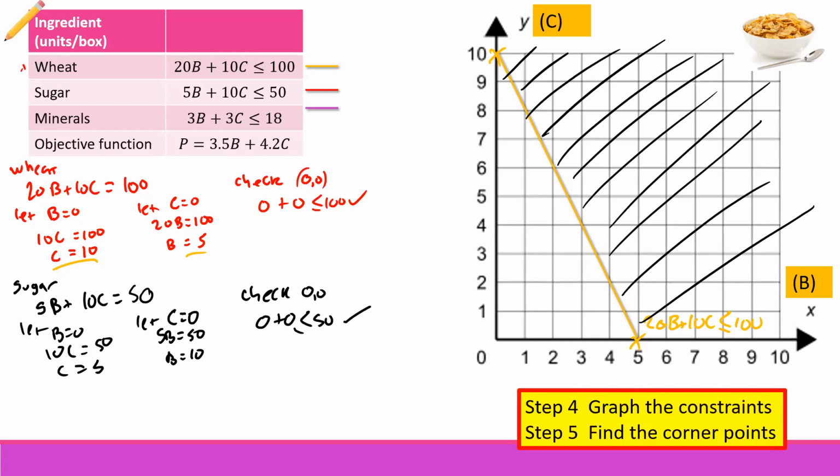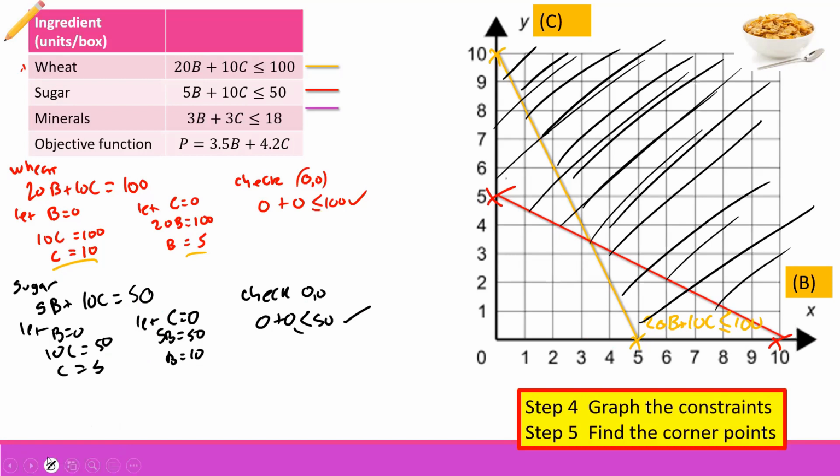So that means I'm going to have a line that goes through 2 points. It's going to go through C equals 5, which is here, and B equals 10, which is here, which means you're going to have this line looking like that. Cool. And I know that 0, 0 is in the region here, so I'm going to cross out everything else. All I need to do is cross out this section here. And I'm going to jot down this.